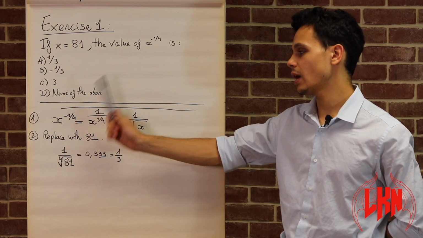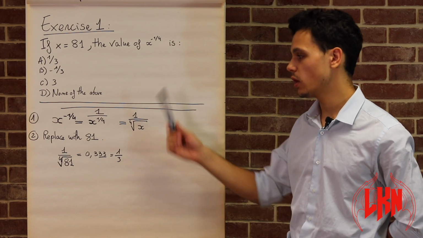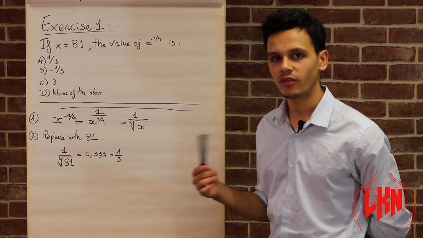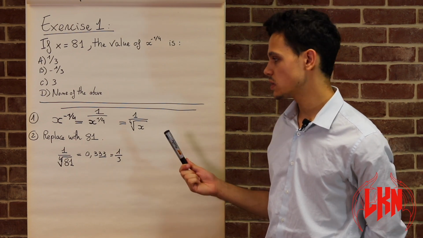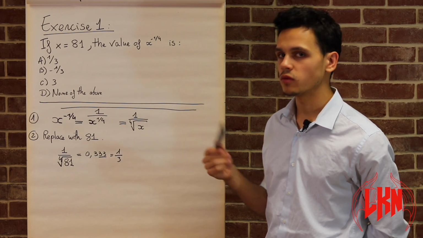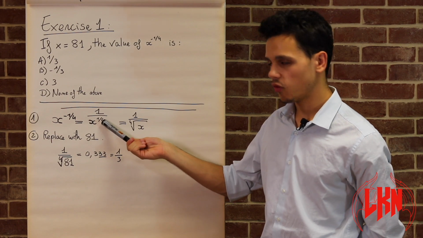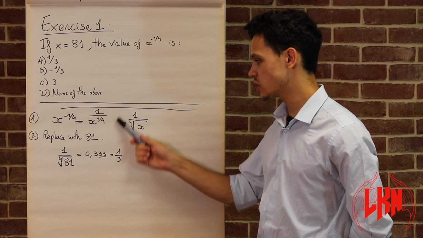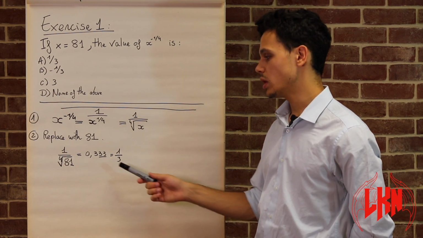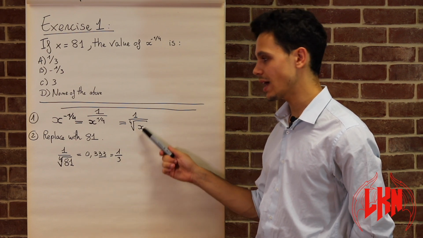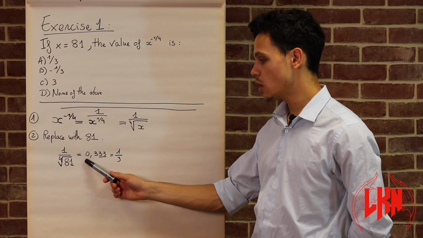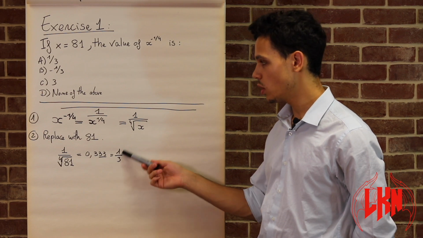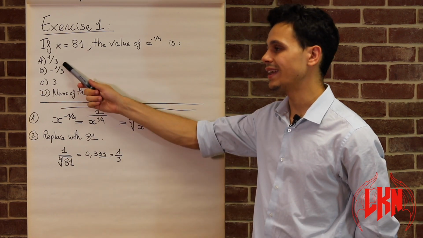So here, instead of having x to the power of minus 1/4, we have 1 divided by x to the power of 1/4. Then we know that having a fractional power means that we have a root of the number. Here, having 1/4 means we're going to have the 4th root of x. Then, as we have a clearer expression of what x actually is, we can put it in our calculator and replace x with 81, and then we'll get 0.333 repeating, and that actually leads to having 1/3. So the correct answer is going to be A.